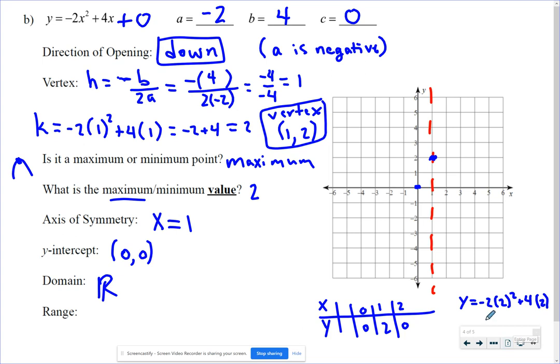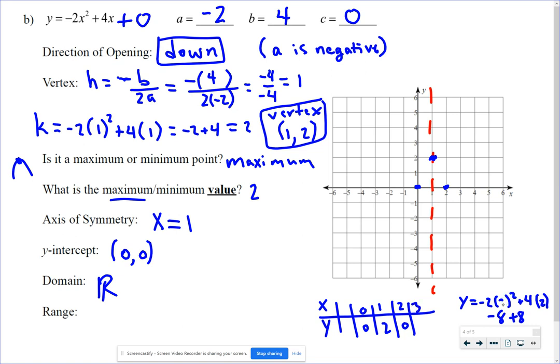2 squared is 4 times -2 is -8. -8 plus 8 is 0. Good. I feel like we're pretty confident that we have the vertex in the right place because we've got that symmetry going on. That's a way to check that you have the vertex in the right place. Okay. We're going to do a couple more points. I'm going to go with x equals 3.